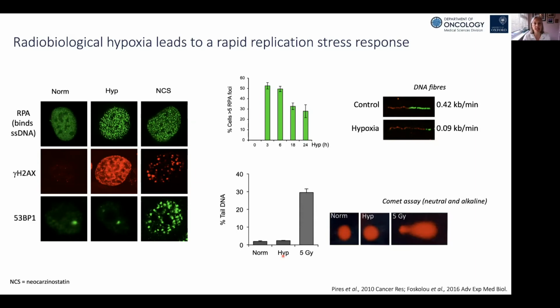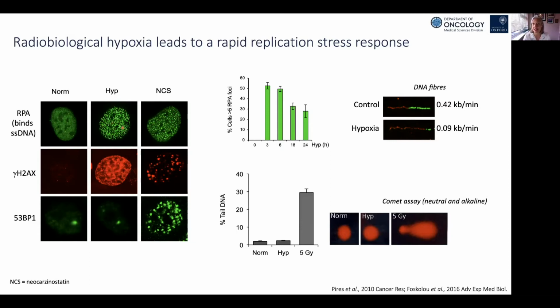So we think it's a DNA damage response to a replication problem that occurs in radiobiological hypoxia. And we've shown that in a number of ways, again, simply by using immunofluorescence for RPA. RPA binds to regions of single-stranded DNA, which accumulate when you've got replication problems. So replication stress leads to single-stranded DNA. Single-stranded DNA gets coated with RPA, and we see these lovely foci.